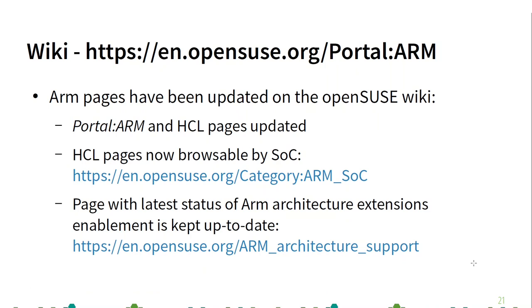Regarding the openSUSE wiki, the main entry page is the ARM portal, and we have updated a few pages in the ARM namespace. The first one is, of course, the portal itself, portal ARM, and also the hardware compatibility list pages have been updated. And HCL pages are now browsable by system on chip, which makes it easy for people to browse. And of course, as I told you before, the page with the latest status of ARM architecture extensions enablement is kept up to date. So it's on ARM underscore architectures underscore support.